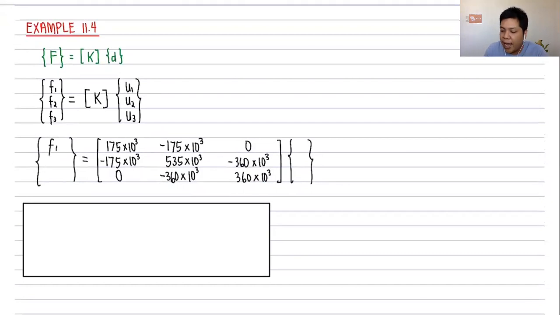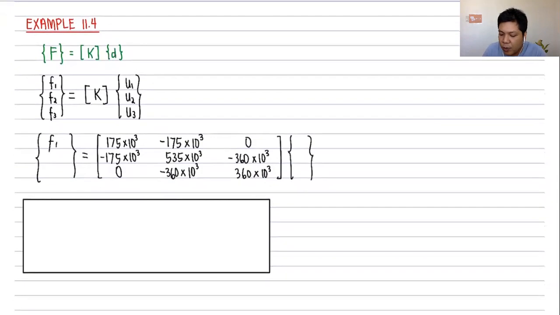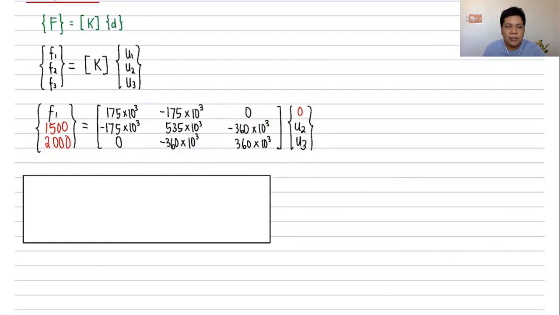Such that I now have F1, which is unknown. That's at the fixed end. F2 and F3 are known. That's 1,500 newtons and 2,000 newtons for F3. Then my global stiffness matrix is shown here. We have solved this in the previous example, so I just copied the global stiffness matrix. Then U1, U2, and U3, again, a boundary condition. We know that U1 should be equal to 0 because U1 is a fixed end, so it doesn't displace. Then unknown U2 and U3 displacement. Right? Now, we have 3 sets of equations with 3 unknowns, F1, U2, and U3.